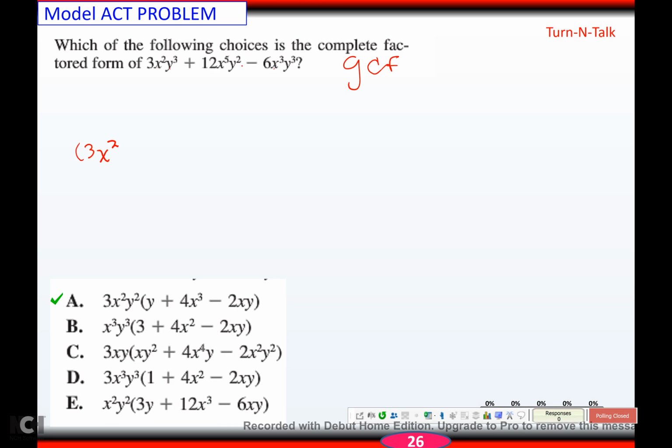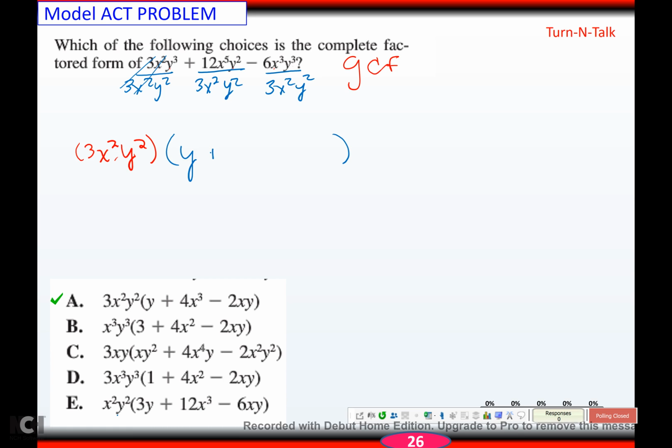And then you got a y cubed, a y squared, and a y cubed. Again, the smallest is going to be the most they have in common. So that's my GCF. Now, to factor by GCF, you divide by that and get what's left. So I divide each term by 3x squared y squared. 3 divided by 3 cancels, x squared cancels x squared, y cubed divided by y squared is just y.